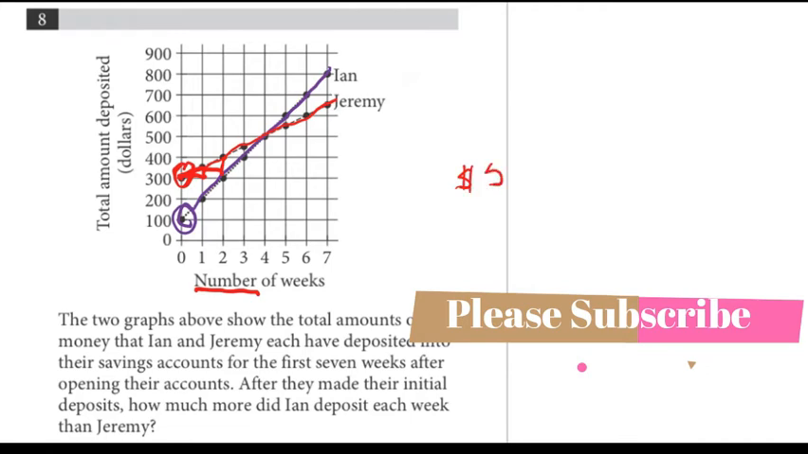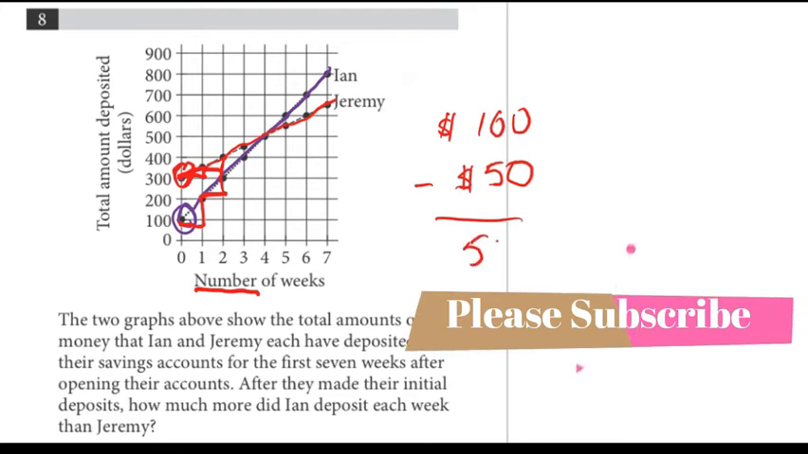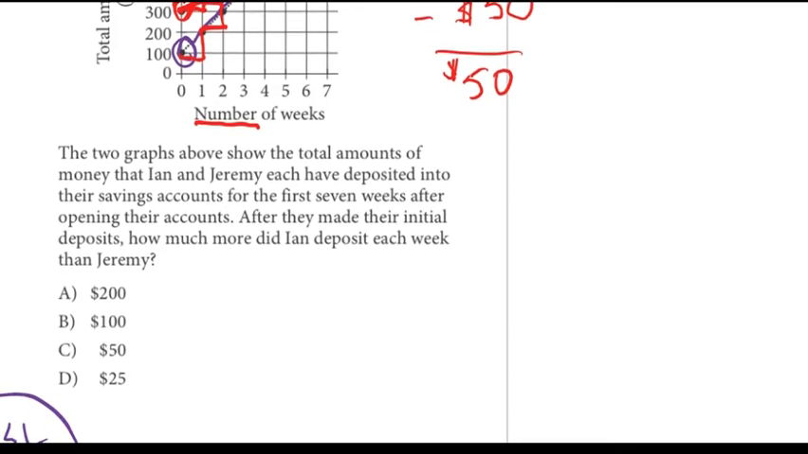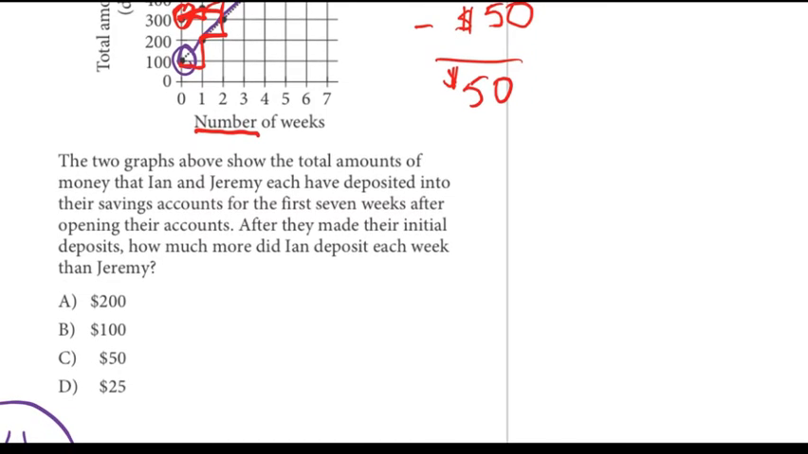So that's how much Jeremy's depositing. Ian is depositing from the graph simply every week 100 because it goes up 100. He starts with 100 and puts 100 in every week. So they're not asking the total. They're just asking for the amount that each one deposits. 100 minus 50 would be the difference of $50. That would be the answer choice. Let's scroll down to look at the answer choices. $50 is answer choice C.